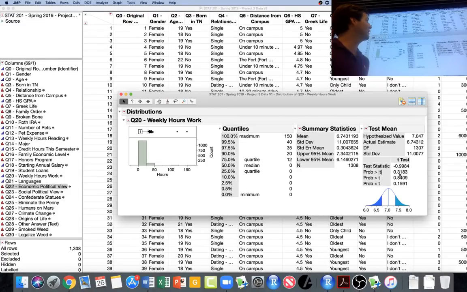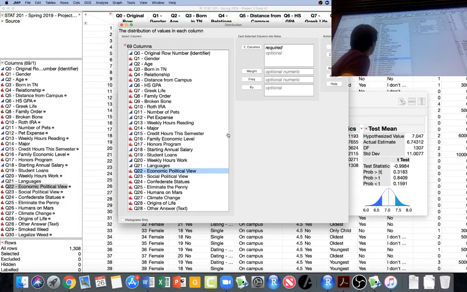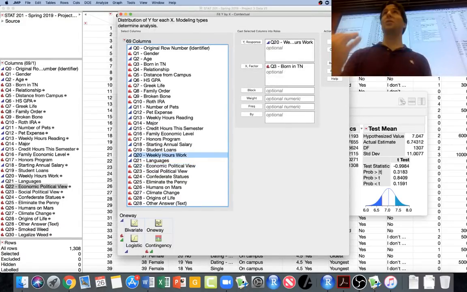So 2 seconds, I'm going to have to, let's go here. Let's do born in Tennessee. Oh, that'll be interesting. We're going to do born in Tennessee and how much people work. So born in Tennessee, and then how much you work. Where's weekly hours work? So do people work more? We're going to try to answer this question like it's a test question and use the output. Do people who were born in Tennessee work more than those who were not born in Tennessee?